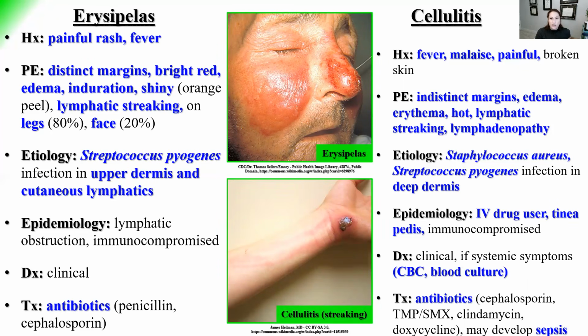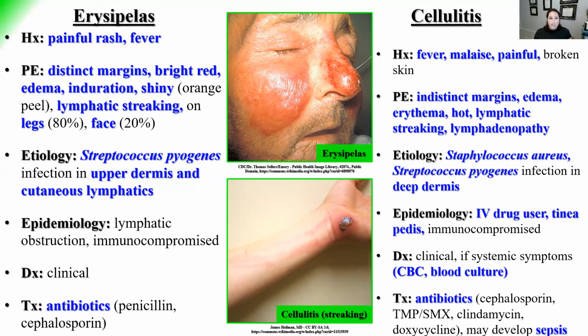They're hot, they're erythematous. They may have lymphatic streaking, which you can see very nicely in this bottom picture here. They may also have lymphadenopathy in the area that's affected. Staph aureus and Strep pyogenes are going to be our causative agents for this one. And this one goes into the deeper dermis, whereas erysipelas is in that upper dermis. Who do we think about for this? IV drug users are a common population that we see with this because they're constantly causing breaks in their skin with injecting those IV drugs.